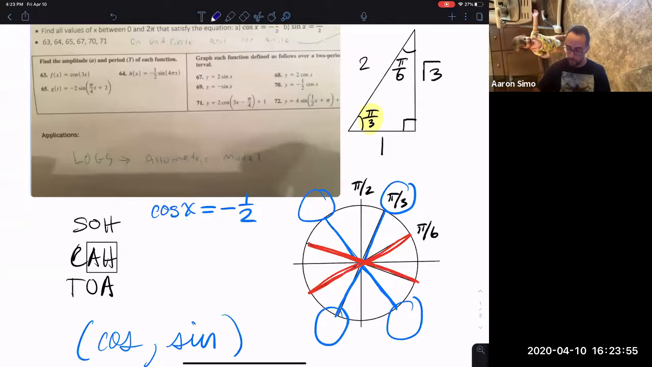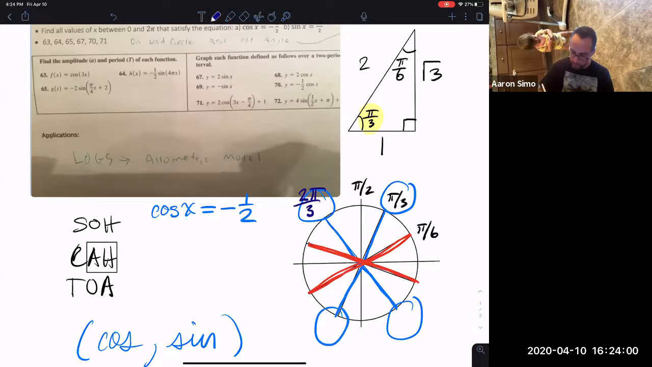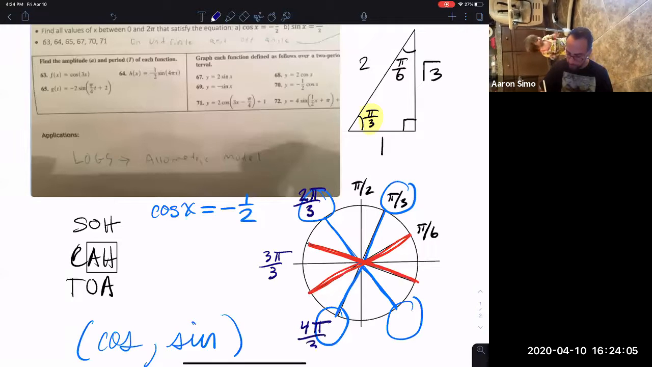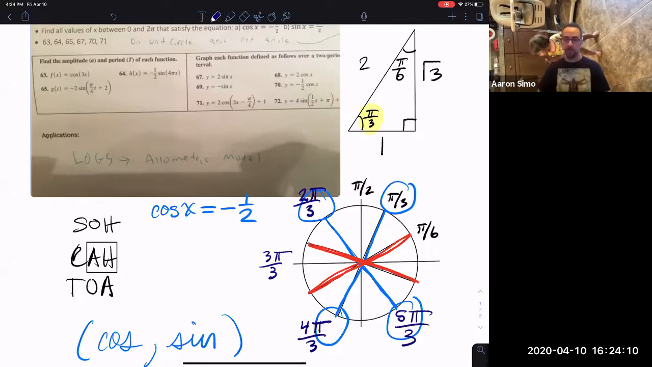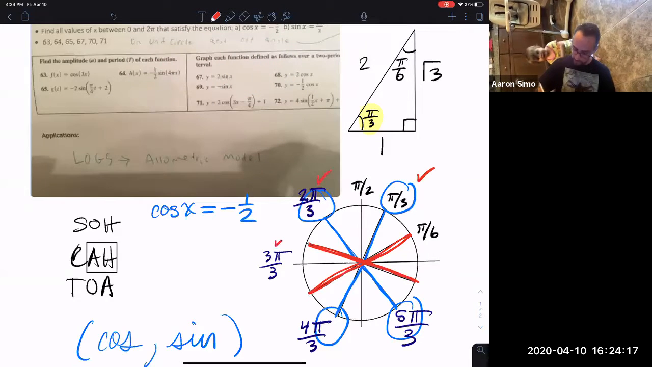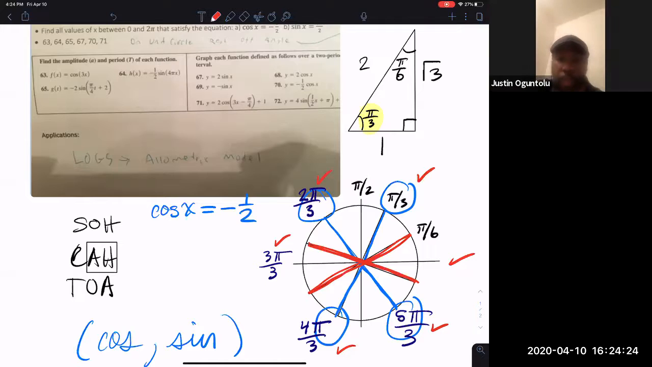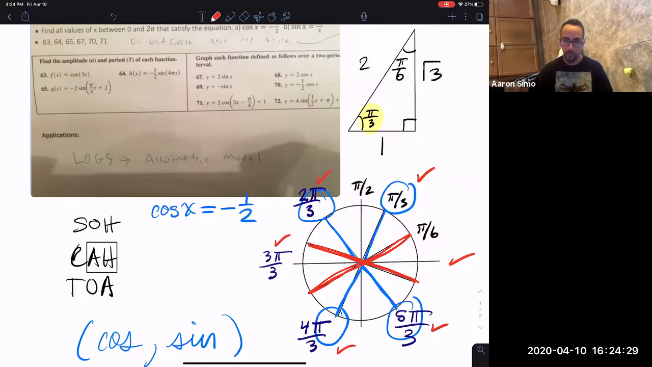Now, this is 1 pi over 3. This is 2 pi over 3. This is 3 pi over 3. This is 4 pi over 3. This is 5 pi over 3. I'm counting by pi over 3s. There's a way to count by pi over 3s. If I count 1, 2, 3, 4, 5, and 6. There's a lot to learn about trig, you know? There are different ways to count around the circle, and if you know how to count around a circle, that can help you a lot.